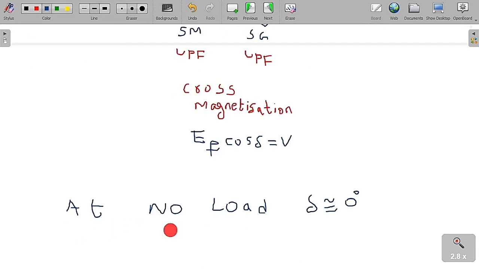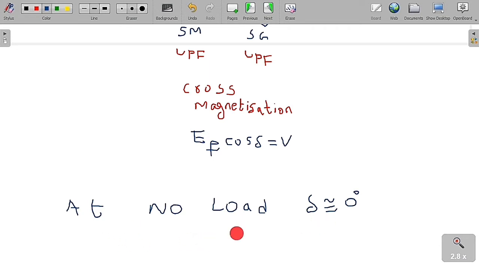Suppose you do not connect any load to the synchronous motor or synchronous generator, then delta is nearly equal to 0. This is something you can easily visualize. If you assume delta is equal to 0, then for under excitation E is less than V, for normal excitation E is equal to V, and for over excitation EF is greater than V. So if you assume no load for both synchronous motor and synchronous generator and substitute delta equal to 0, then we get EF less than V.